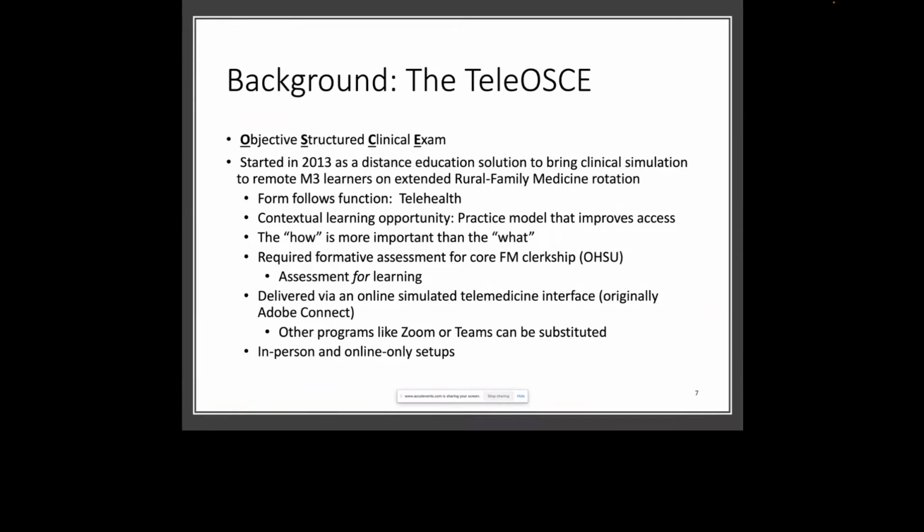And this is a popular format in all clinical training, whether that be medical or nursing or physician assistant. Everyone does these types of things. So that's what the OSCE is. So TeleOSCE was a telemedicine OSCE, clever way of saying that.